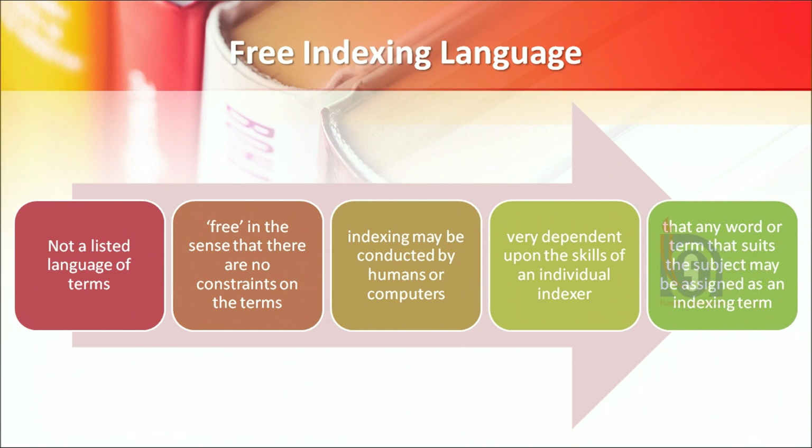Indexing may be conducted by humans or computers, and free indexing language is very dependent upon the skills of the individual indexers. The free indexing language also means that any word or term that suits the subject may be assigned as an indexing term. Controlled vocabularies usually improve the accuracy of free text searching, reducing irrelevant terms in the retrieval list. Both natural language indexing and, to some extent, free language indexing are used in producing both printed indexes and in access to computerized databases and data banks.